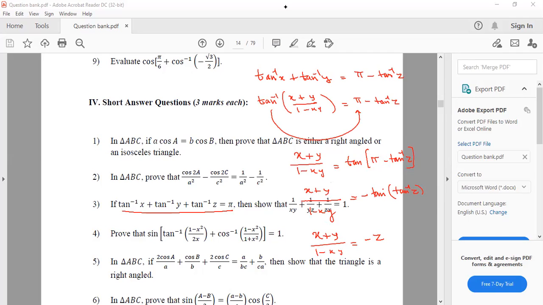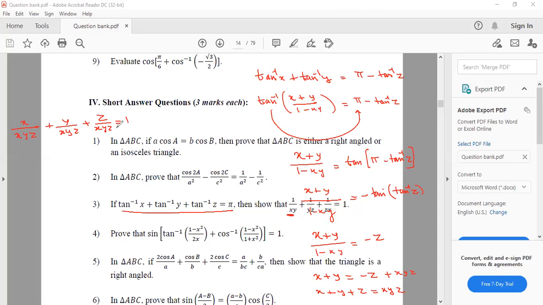Now cross multiply. So x plus y is minus z plus xyz. So x plus y plus z is xyz. Or do you want the answer to be like this? So divide. Yes, sir. x upon xyz, y upon xyz, z upon xyz, which is 1 upon yz plus 1 upon xz plus 1 upon xy equal to 1.